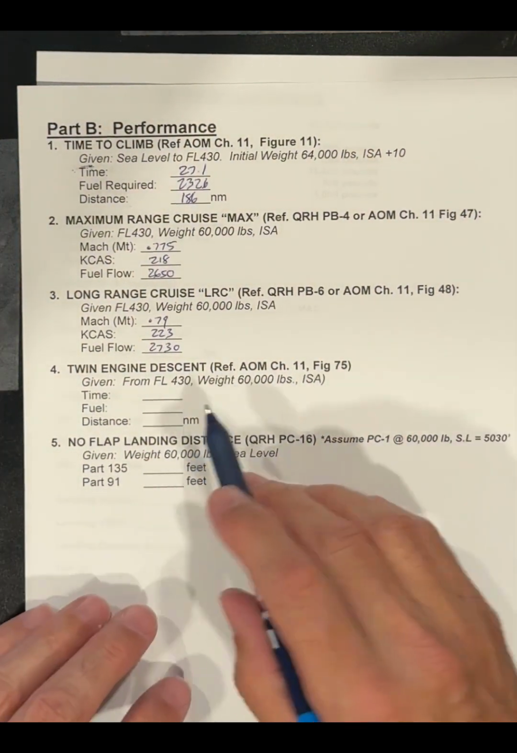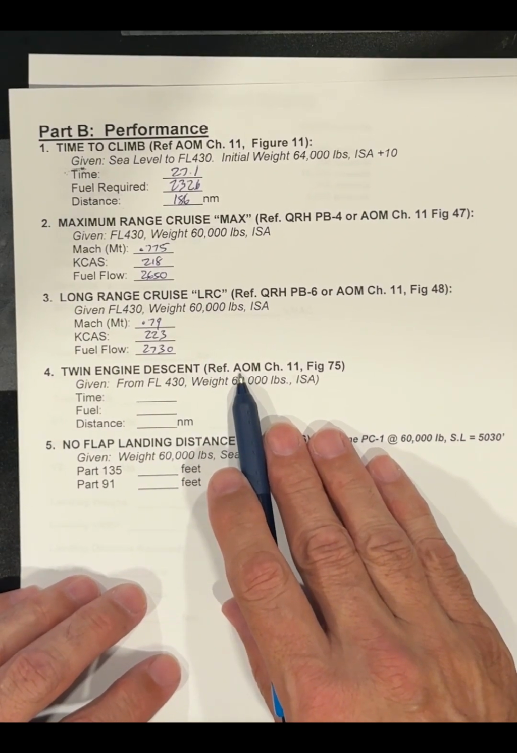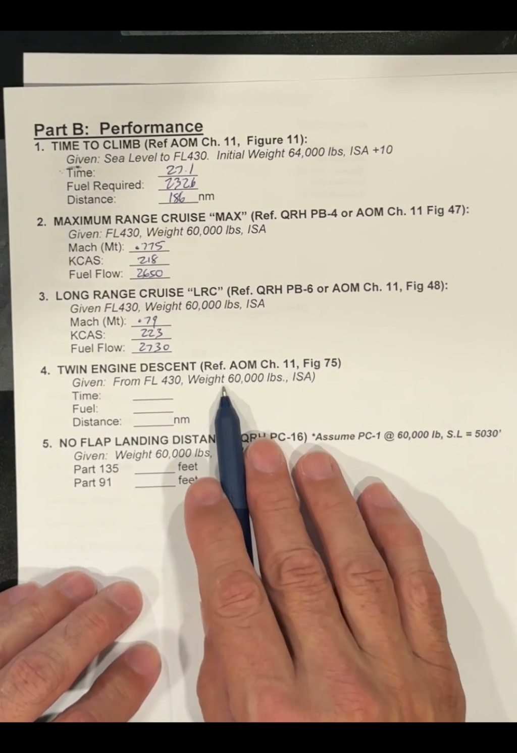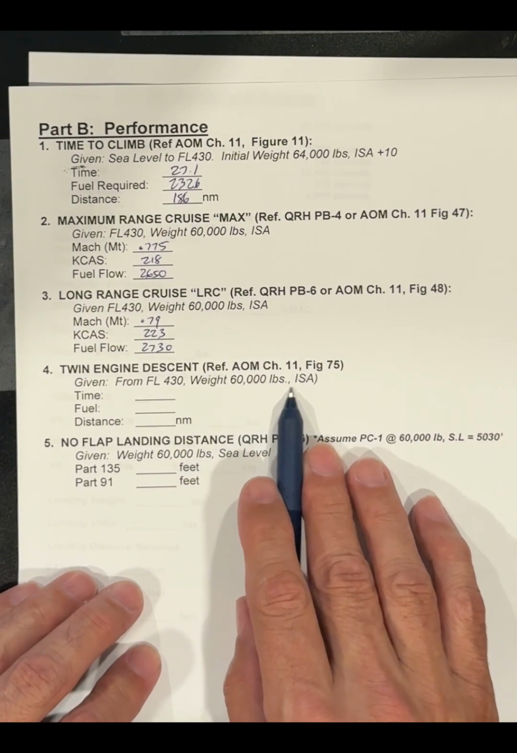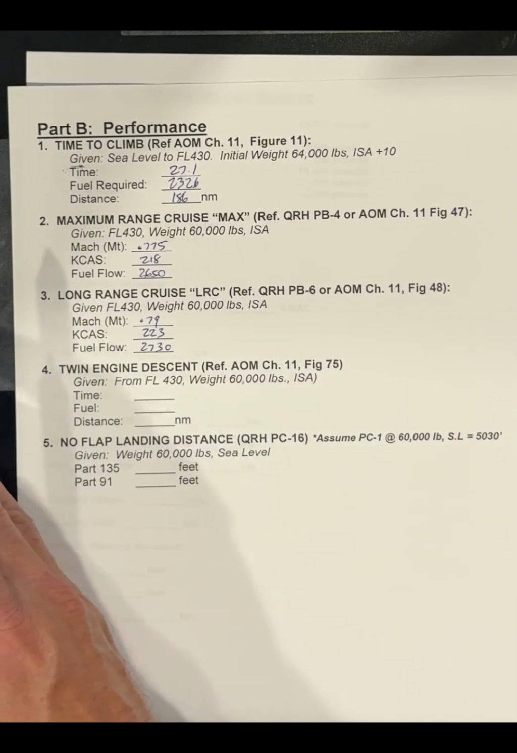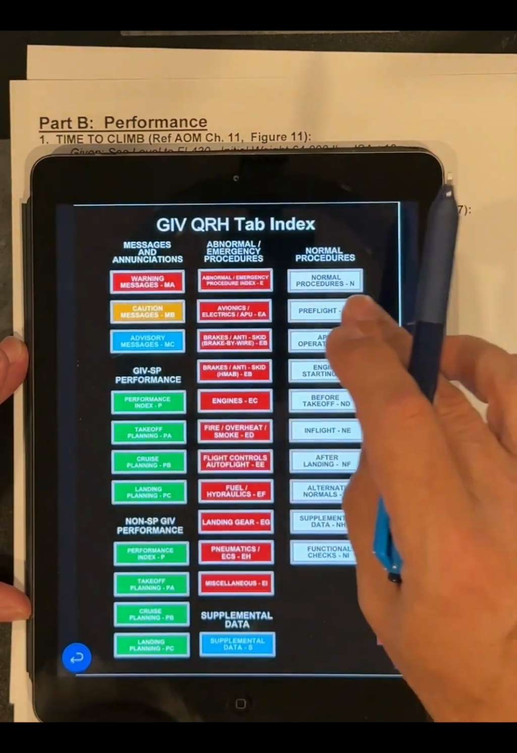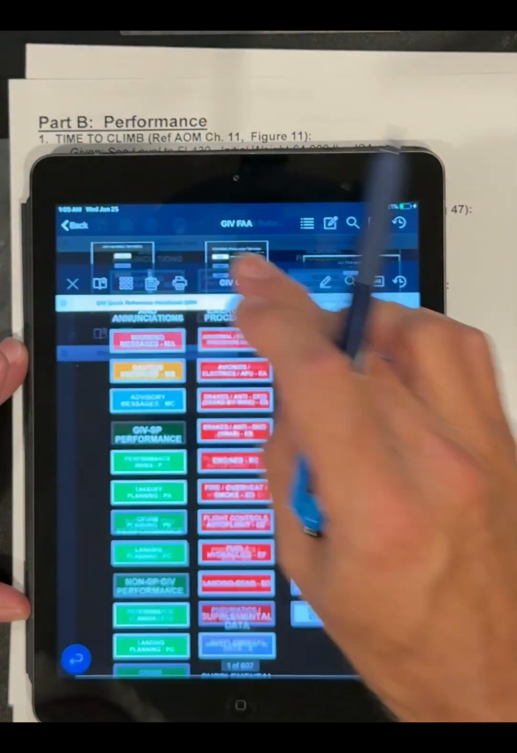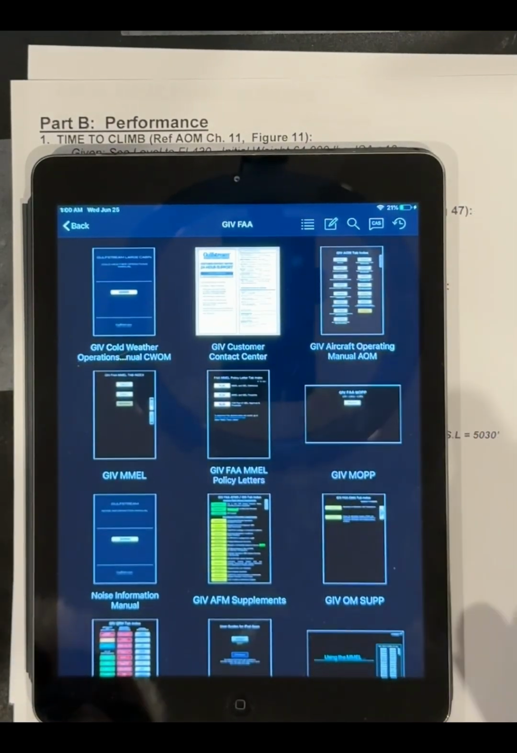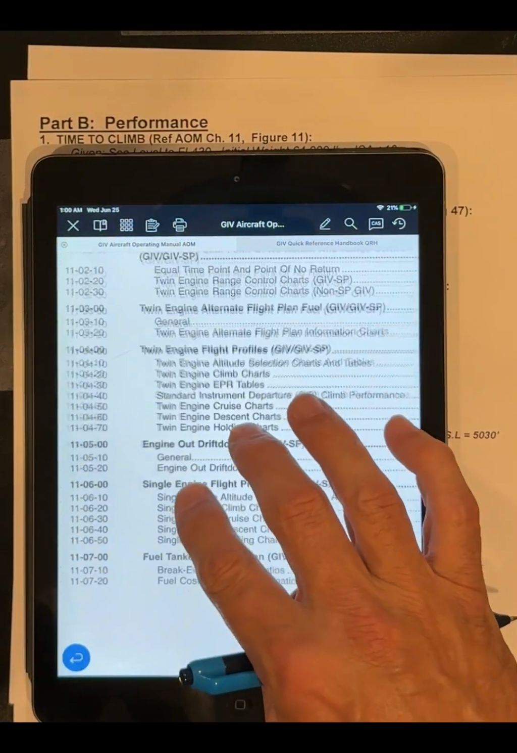Now, the next thing we're going to do is the twin engine descent. The twin engine descent you can only get from the airplane operating manual. Again, chapter 11. What's given? 43,000 feet, 60,000 pounds, ISA. What's the time to descend? What's going to be the fuel and the distance? So let's go to the operating manual. We'll go back into the airplane operating manual. And we're looking for what? Twin engine descent charts. There it is.